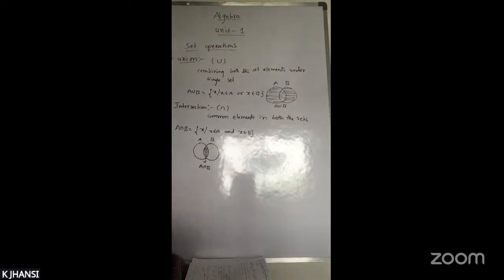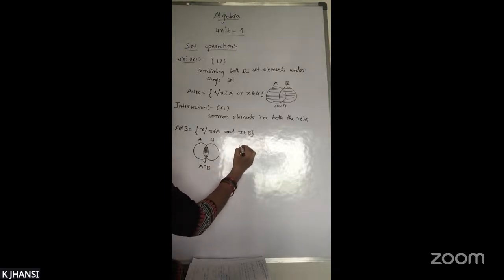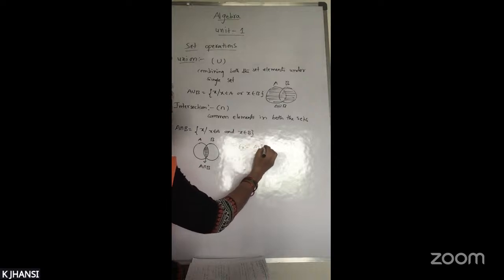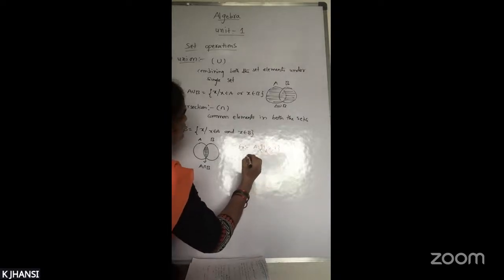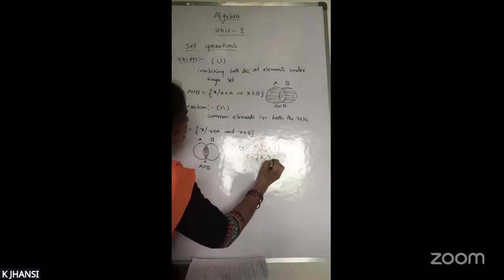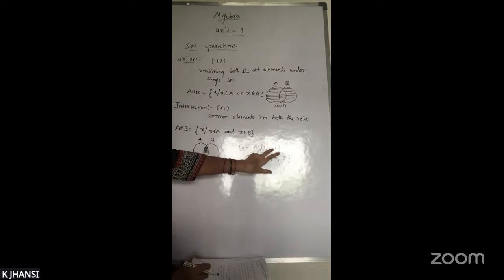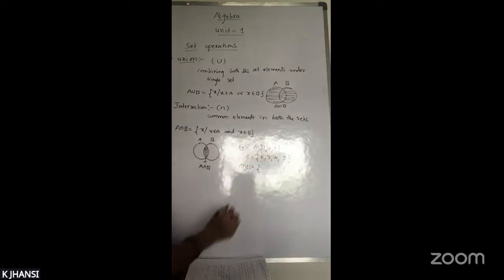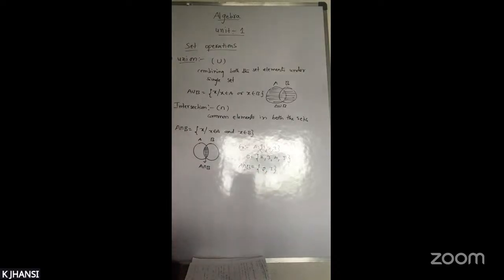Third one is the disjoint set. But first, you can take one example. If set A is equal to {1, 2, 3} and B is equal to {2, 3, 4, 5}, then A intersection B is equal to the common elements. Here 2, 3 and there 2, 3 are common elements in A and B. So {2, 3} is A intersection B.